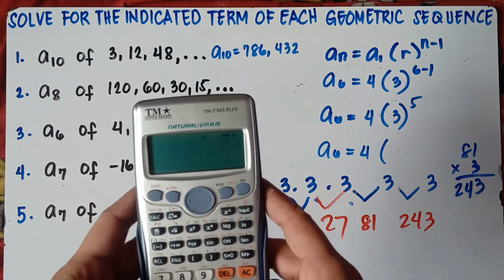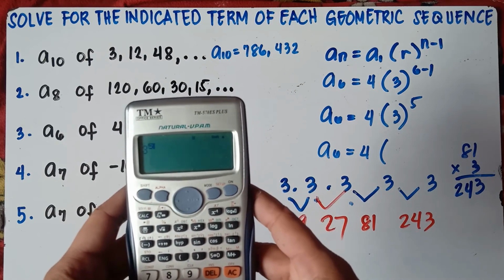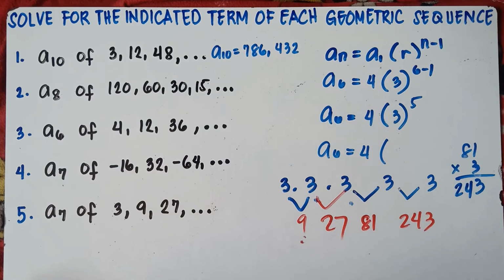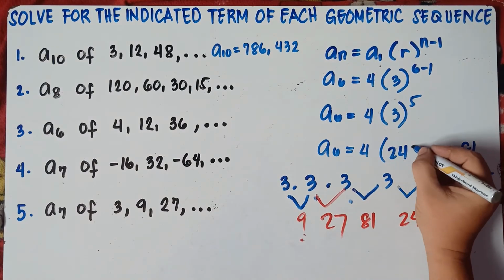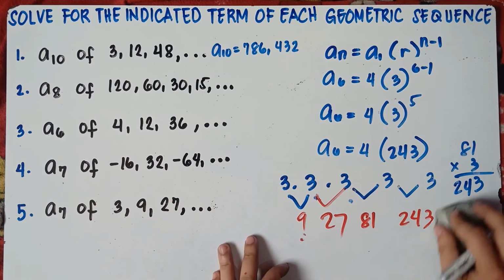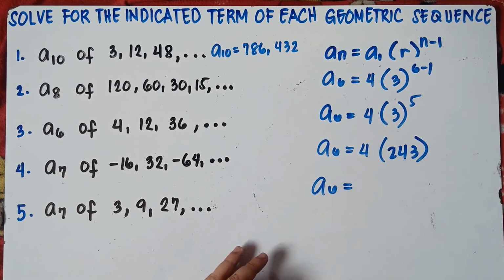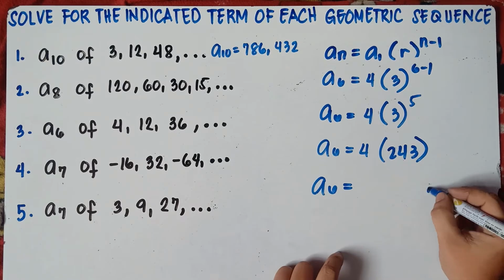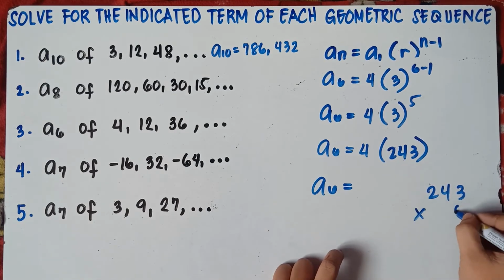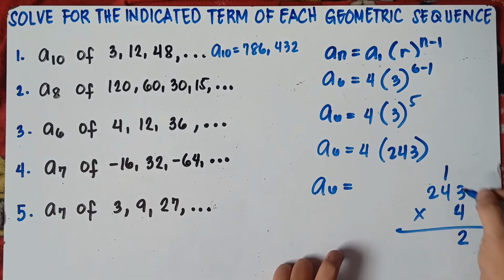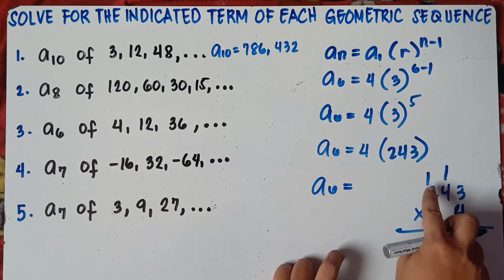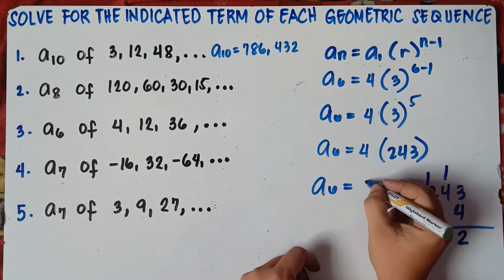Let's use the calculator. 3 raised to the power of 5. That's 243. Alright, so this will be 4 times 243. So a sub 6 will be, let's do it manually, 243 times 4. So 4 times 3 is 12, carry 1. 4 times 4 is 16, plus 1, that would be 17, carry 1. 4 times 2 is 8, plus 1 is 9. 972.